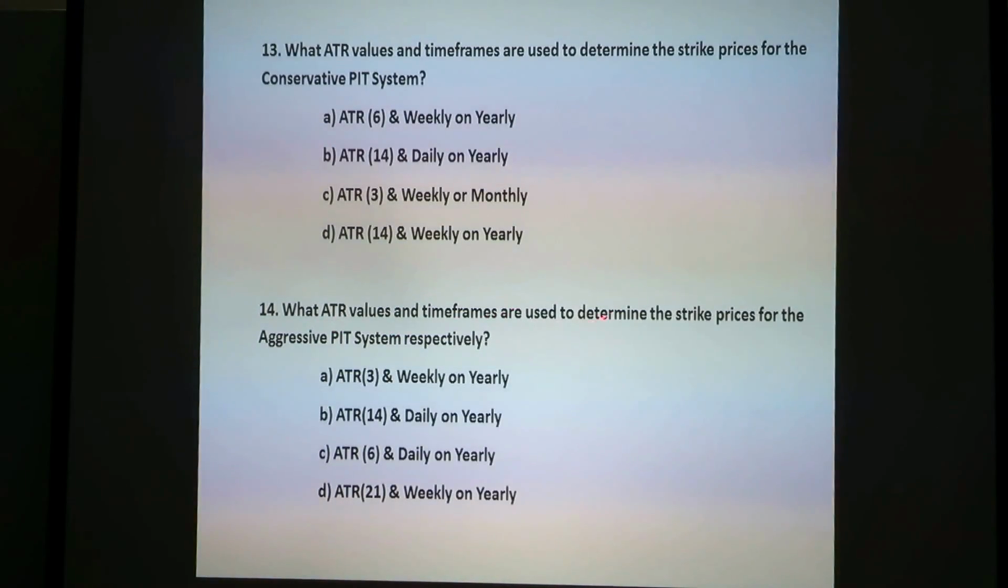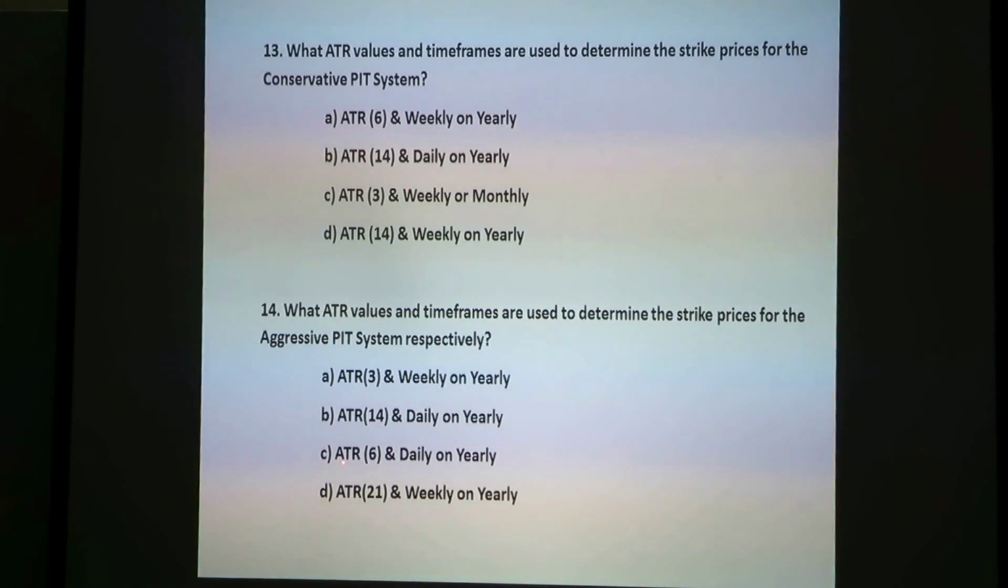What ATR time frame determines strike price for aggressive? That means trades of 1, 2, intraday, 1 or 2 weeks, half cycle. ATR 3 weekly on the year, ATR 14 daily on the year, ATR 6 daily on the year, ATR 21 weekly on the year. Which one? There is more than one right answer. D and C. B and C. Can. But you also can use weeklies. Remember, aggressive system can sell 1 or 2 weeks spread. So can you not use ATR 3 weekly to sell a 1 or 2 week cycle?